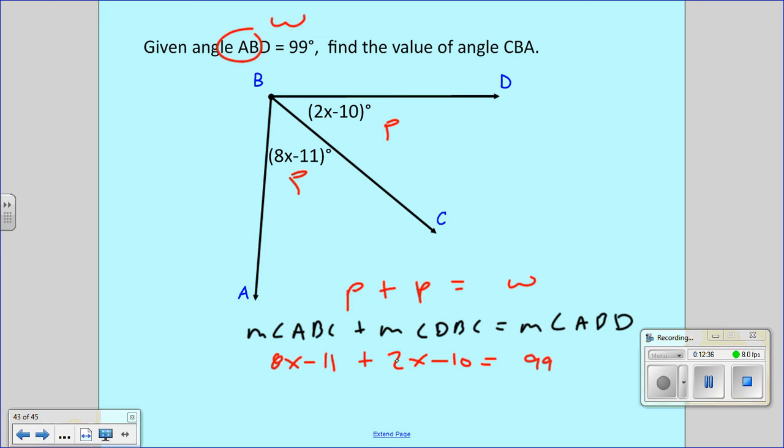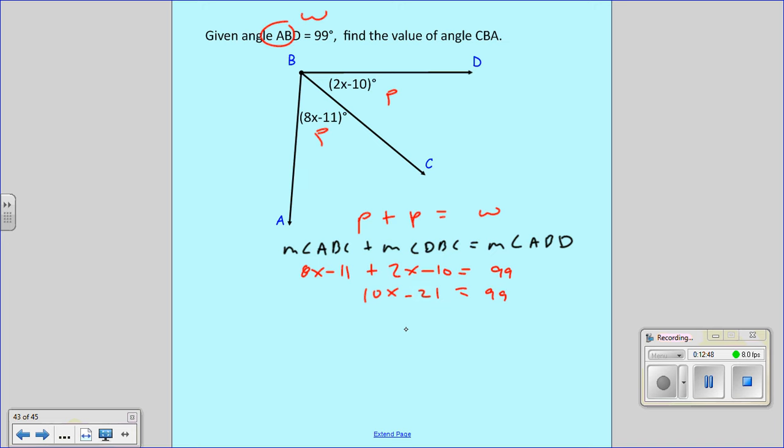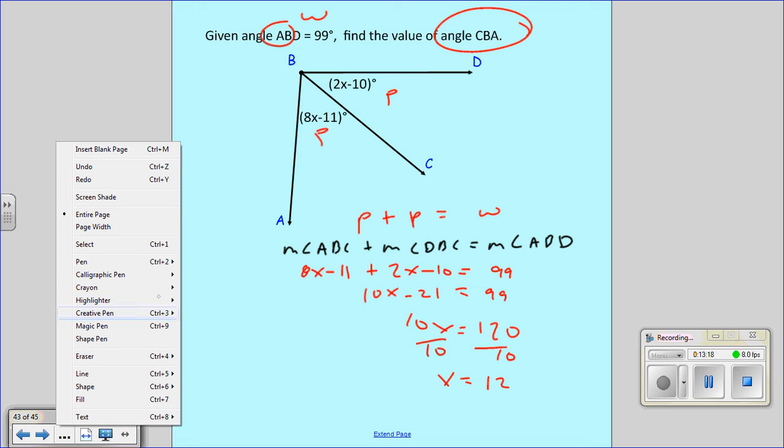So now combine 8x with 2x, you get 10x. Negative 11 with negative 10, you get negative 21. Bring down your 99. Add 21 to each side. You get 10x is equal to 120. And divide both sides by 10. So x is equal to 12. But was that what we were looking for at the end of the day? No. We're looking for CBA. So we're not finished.